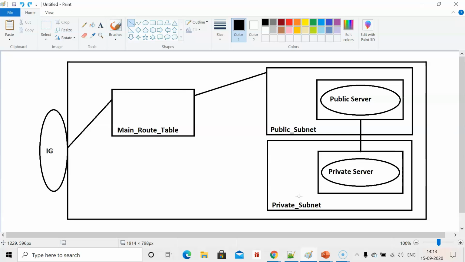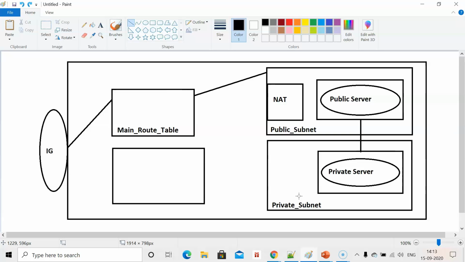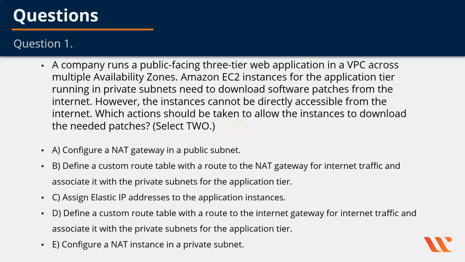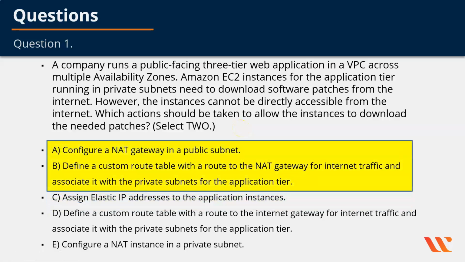So what is the solution? We have to create a NAT in a public subnet. Then we will create a custom route table or secondary route table. We will associate this secondary route table with the private subnet, and finally we will route to the NAT, due to which we can access the internet in the private subnet. So here the correct options will be A and B.